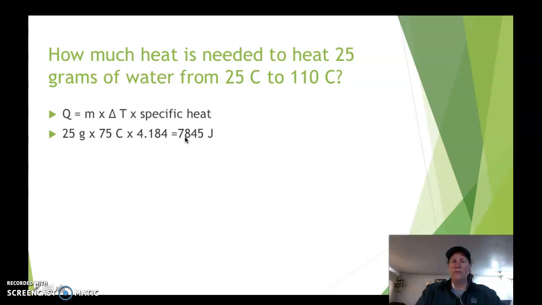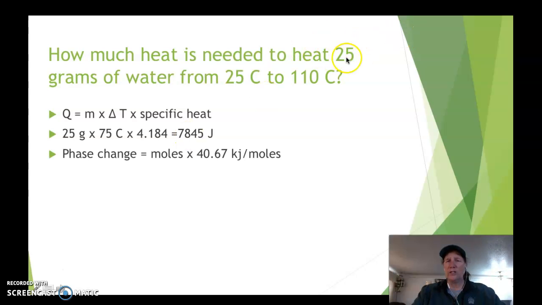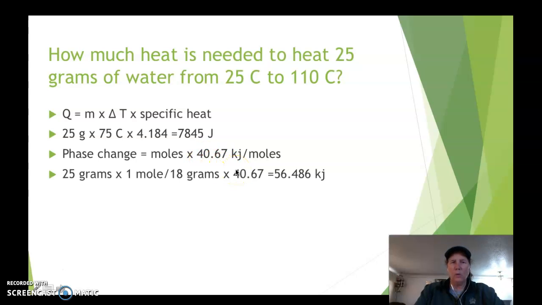Okay, then I have to do a phase change. My phase change is going to be my 25 divided by its mass. Water's molar mass is 18. That's 2 hydrogen, 1 oxygen. And then I multiply by the heat of fusion, I mean the heat of vaporization, sorry, which is 40.67. So I take 25 and divide by 18, and that'll give me my moles. And then I multiply this. So I get 56.4. If you put 56.5, that'd be fine, kilojoules.